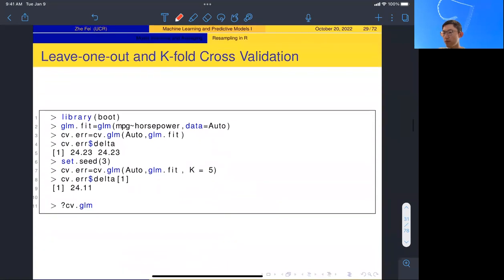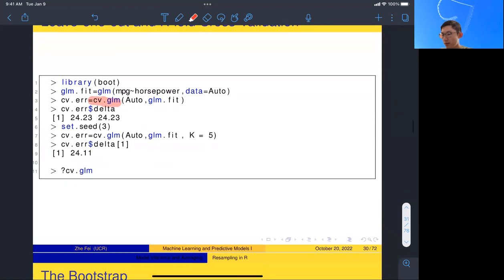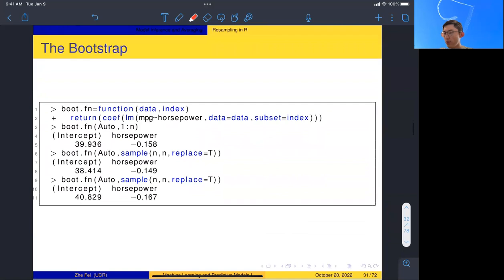We perform leave-one-out and k-fold cross-validation. There's a CV function for you to perform cross-validation. And we can also perform bootstrap.